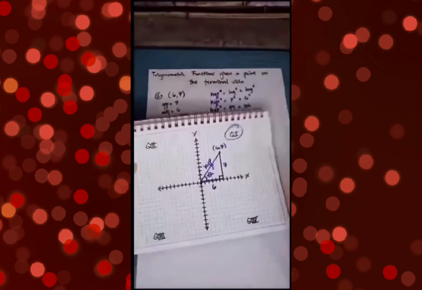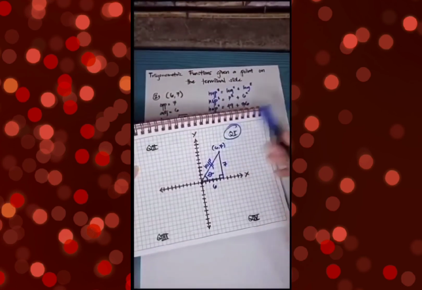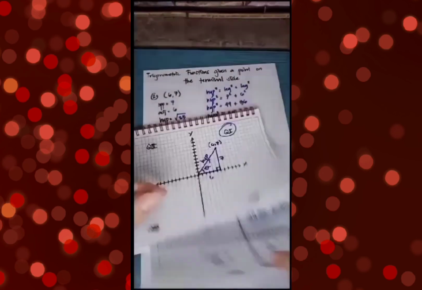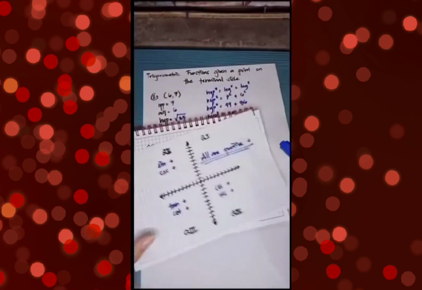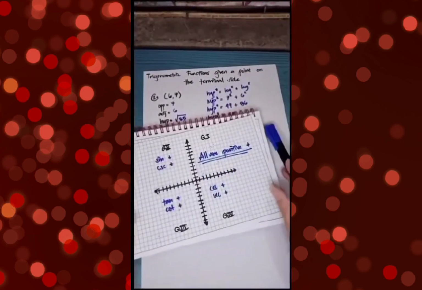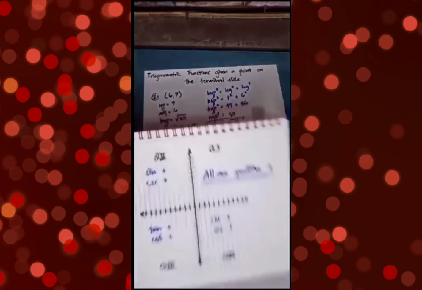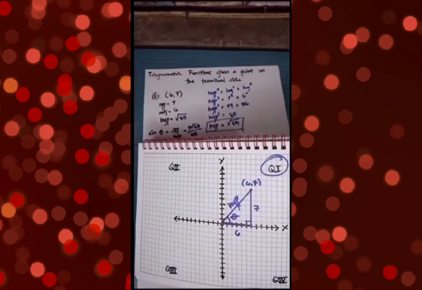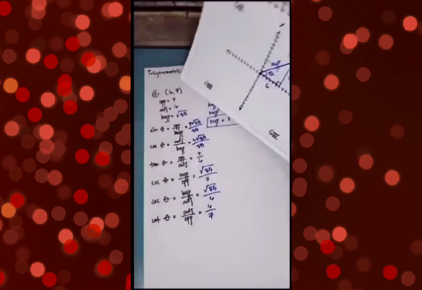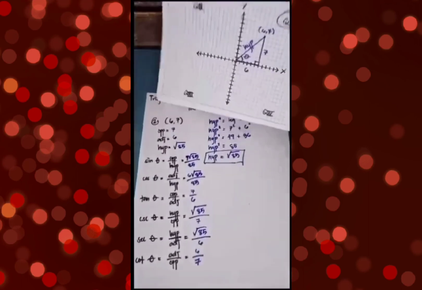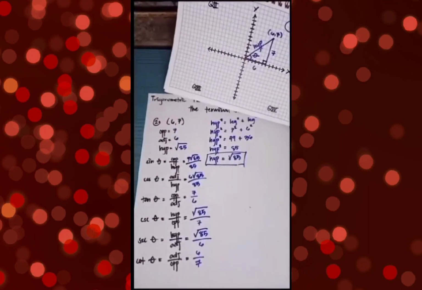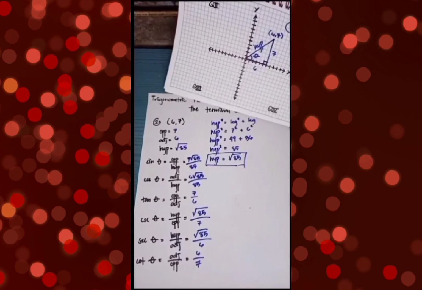Now going back to our corresponding quadrant, which is quadrant 1, according to the rules of signs for trigonometric functions, all are positive when the given point is in the first quadrant. So that means that all our answers are supposed to be positive. And that's pretty much it.